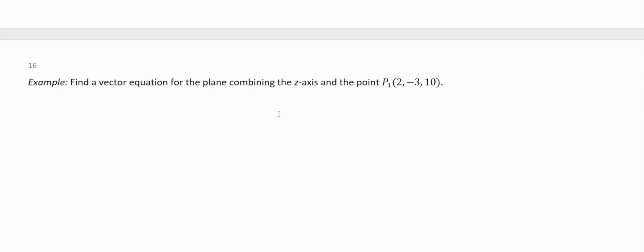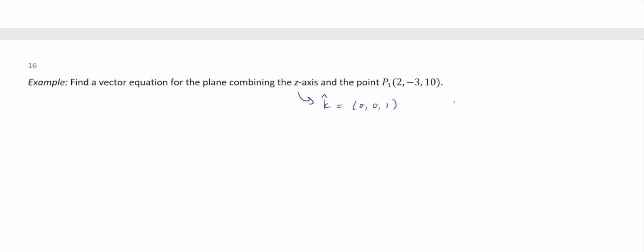Okay, find a vector equation for the plane containing the z-axis and the point (2, -3, 10). Well, if I'm using the z-axis, then I already have one of the basis vectors. One of the basis vectors that I can use is just the direction vector along the z-axis, which is (0, 0, 1).